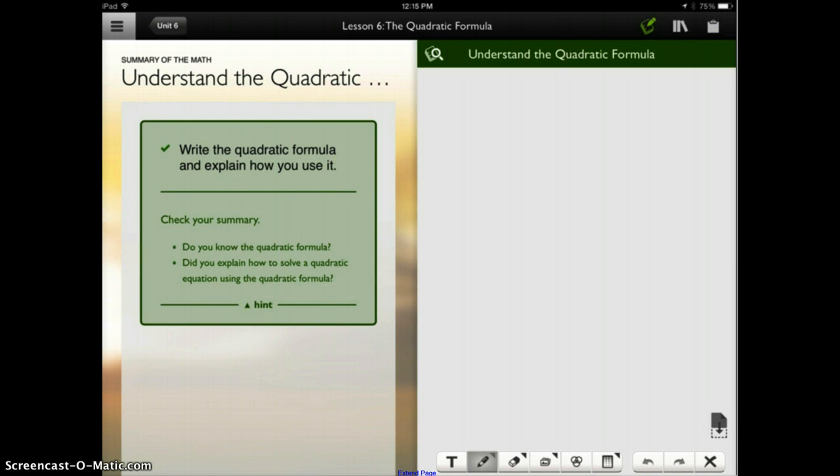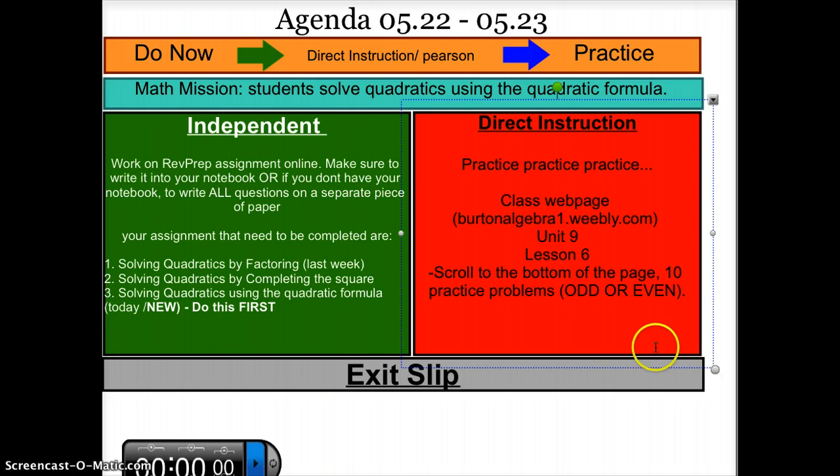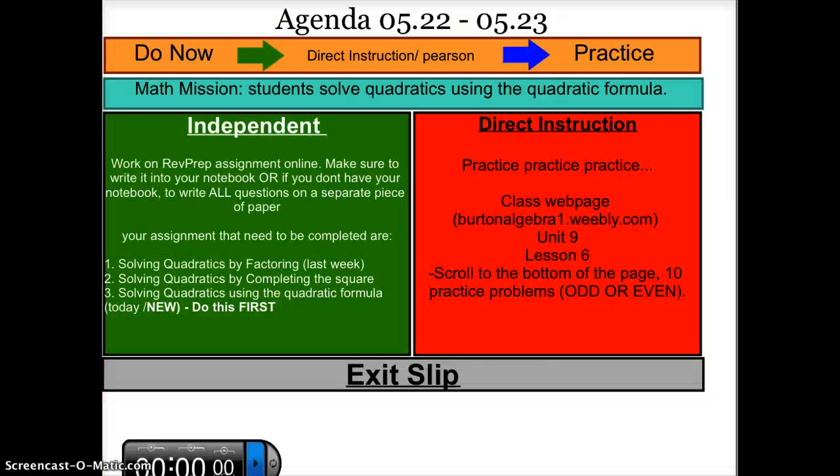Your homework or your classwork is going to be here. You have your Rev Prep items. This is the new one, solving using the quadratic formula, and your direct instruction stuff. It's not 10 practice problems. It's actually going to be, well, it is 10. It's going to be either odd or even. Odd is for the girls, even for the boys. And that's it. So complete these on a separate sheet of paper.